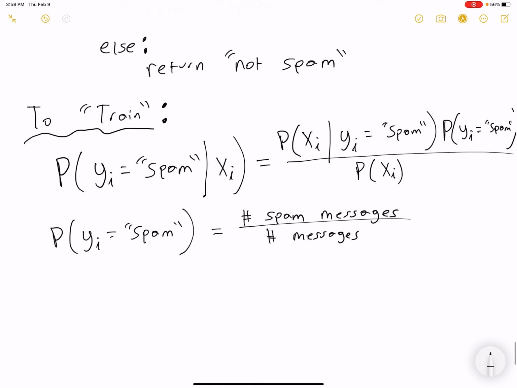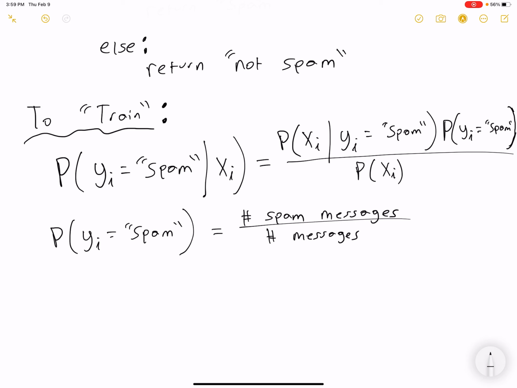Okay, so we basically want to calculate each of these probabilities that make up the Bayes equation on the right-hand side. We have the probability that yi is equal to spam. You just look at all the data points in your training set and see how many of those have the spam label.